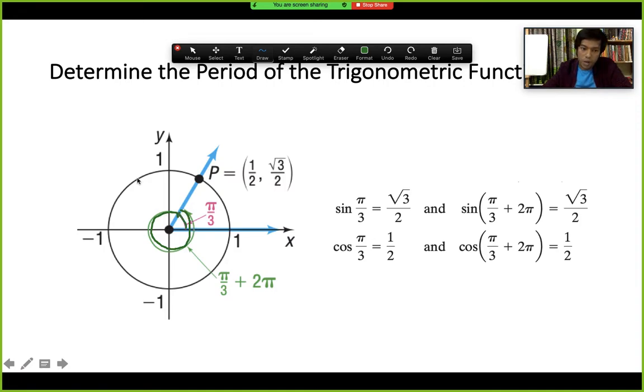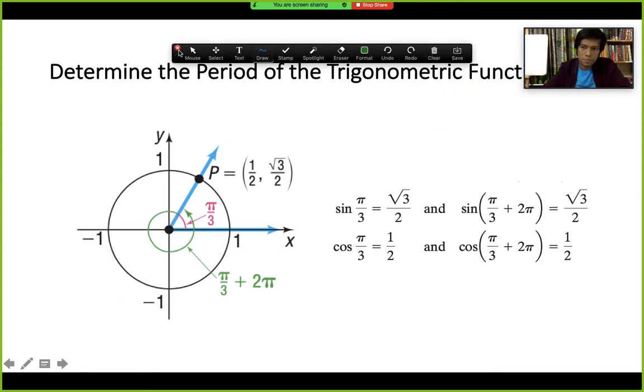So at any line you can draw, you will have the same thing, wherever you draw it. After 360 degrees, we will hit the exact same line. That's why we will get the same value. That's why the period of the sine and cosine functions is 2 pi or 360 degrees.